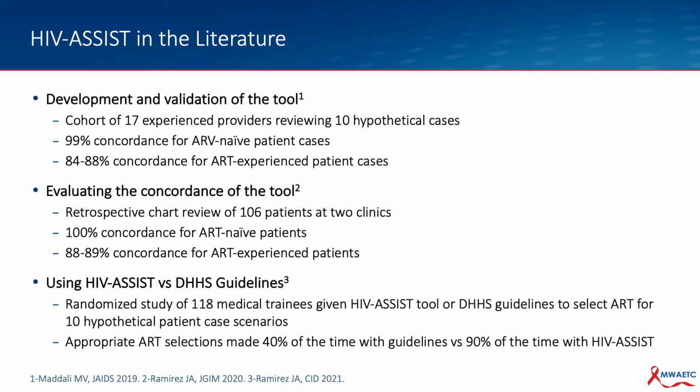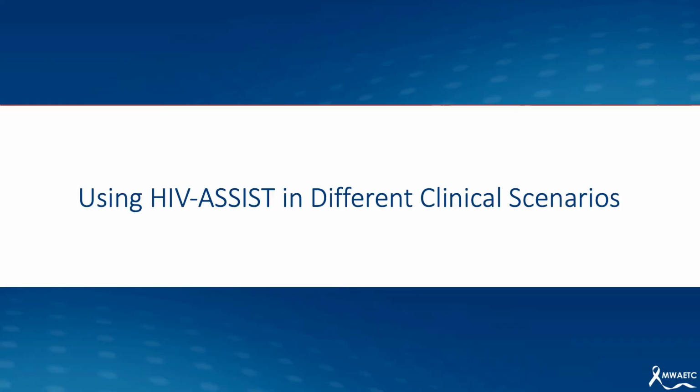And then lastly, as far as HIV-ASSIST in the literature, they wanted to look at how it was to use HIV-ASSIST versus the DHHS guidelines. So they did a randomized study of 118 medical trainees at Hopkins who were given the HIV-ASSIST tool or DHHS guidelines to select ART for 10 hypothetical patient care scenarios. These are trainees who are not HIV-specific providers, and they were told, here are some cases, try to make an ART regimen for this person. They found that appropriate ART selections were made 40% of the time with the guidelines versus 90% of the time using HIV-ASSIST. So it can also be useful as a learning tool for early learners in HIV. So that's a little bit about the background.